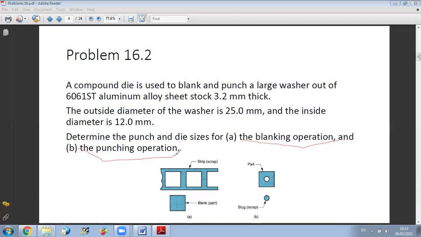Here, we desire to produce the following geometry. We want to produce a cylinder with a hole. This is the final part design. The outer diameter of the cylinder is given, and also the hole diameter is given. To make this part, we have several methods. We can first do a blanking operation. The blanking operation will give us what? Which part?